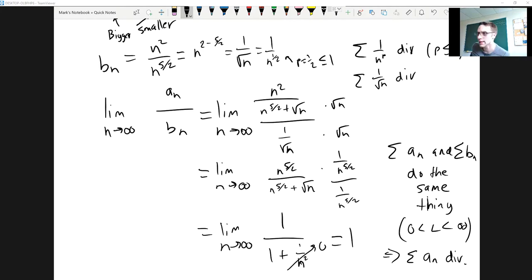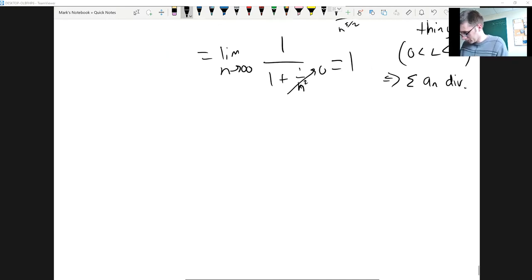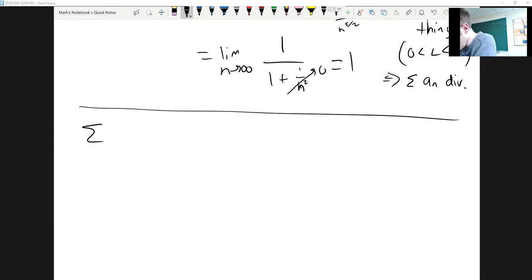All right, so there's two comparisons. We'll do one last example here. This one's going to be a little bit trickier. Let's look at the sum from n equals 2 to infinity of 1 over ln of n. Okay?